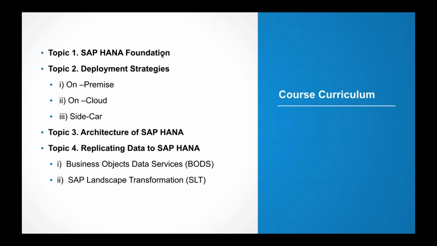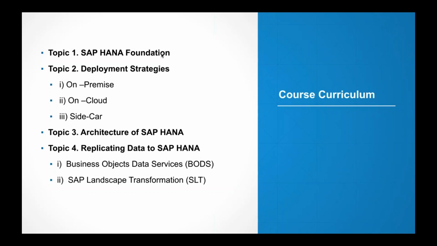Now, topic 2 will be deployment strategies. This will help you understand how you can go ahead and have SAP HANA. Previously it used to be only on-premise, but now you have on cloud, and there is also a sidecar approach that you can use for clients who already have a solution and are trying to move to HANA piece by piece. So we will see what could be the difference between on-premise, on-cloud, and sidecar.